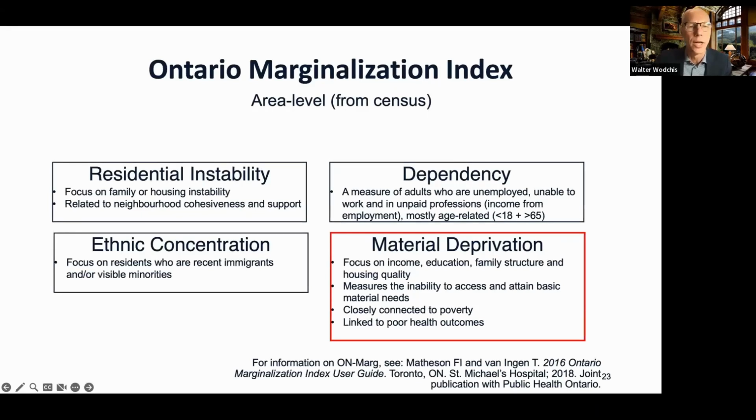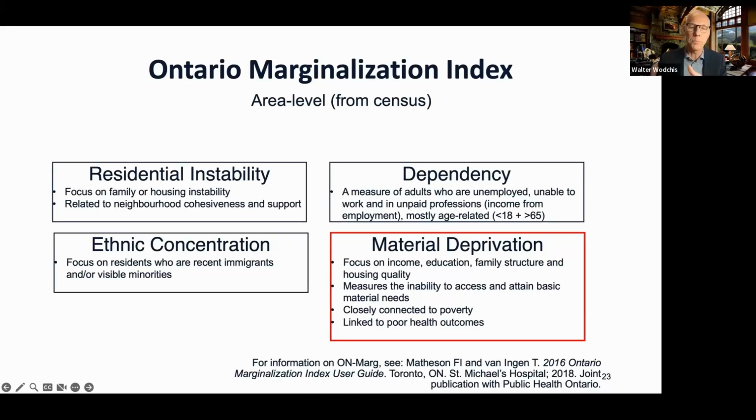Material deprivation is one of the indices that's available through the Ontario Marginalization Index. It's an area level measure based on census data. There are 4 components to the overall marginalization index: residential instability or housing insecurity, ethnic concentration, which is both recent immigrants and or visible minorities, and dependency, which is about the portion of the population that are not working versus the ones that are working.